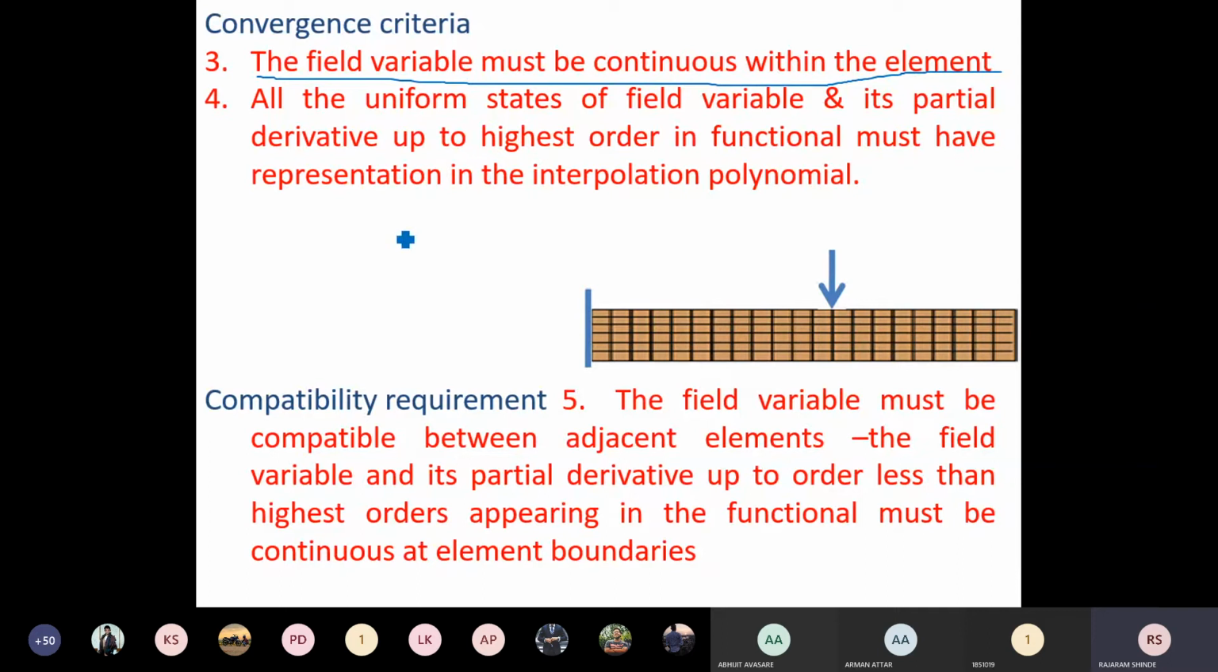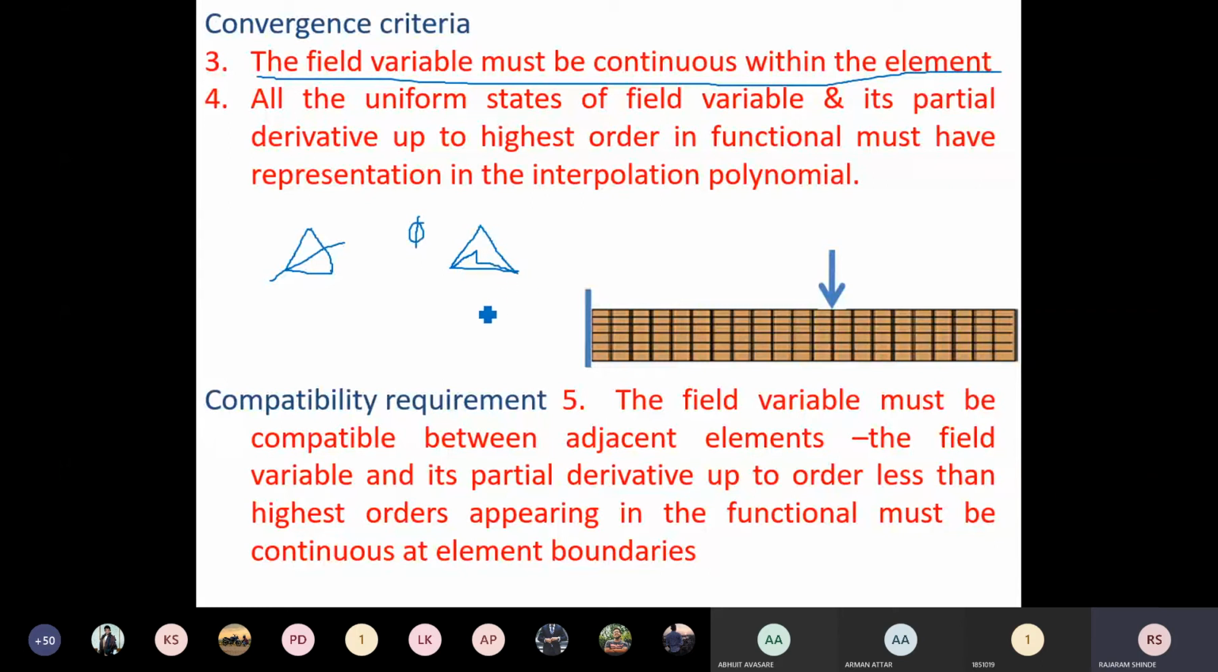If you consider any element, the polynomial which you are writing, that is phi equal to alpha 1 plus alpha 2x plus alpha 3y, should be continuous in the element. There should not be a break in the element. That means your field variable should not vary like this, then break here, and then vary like this.